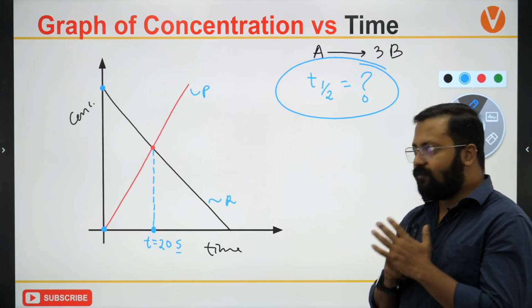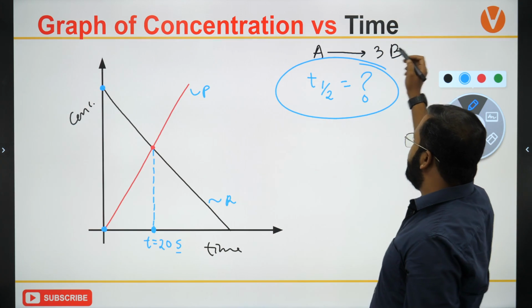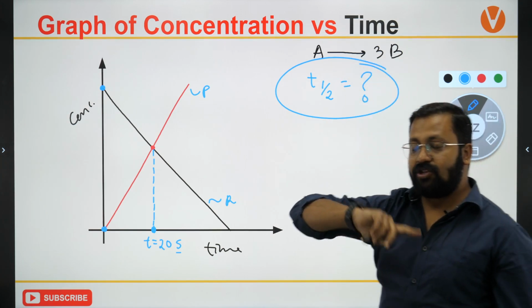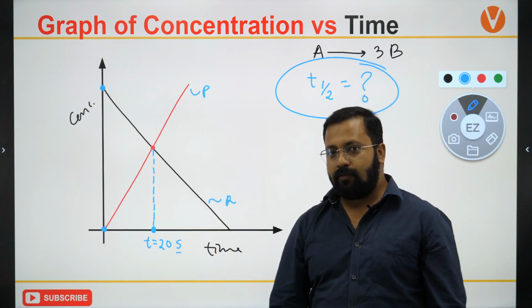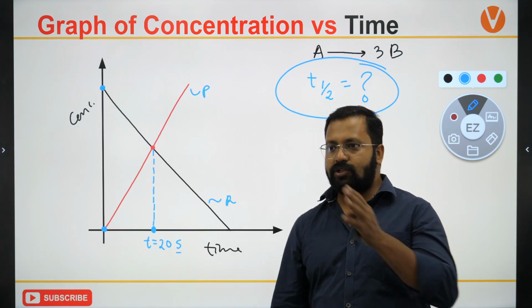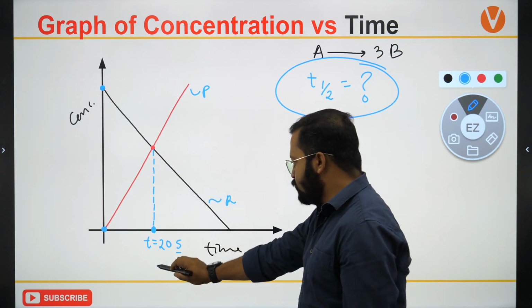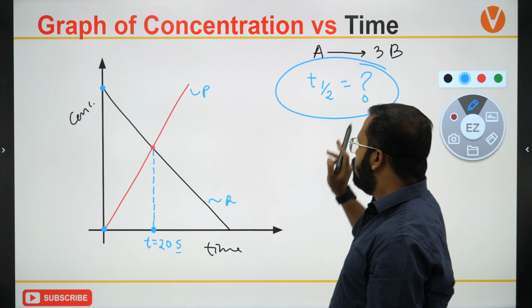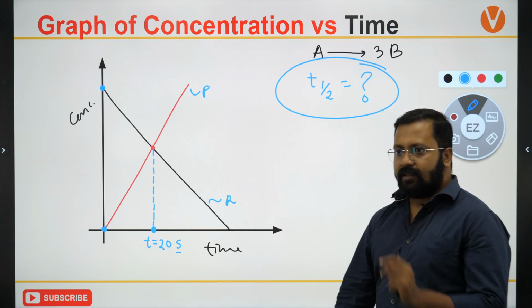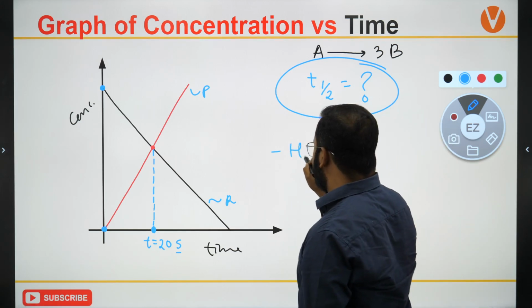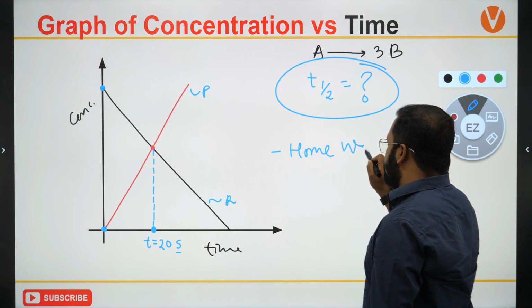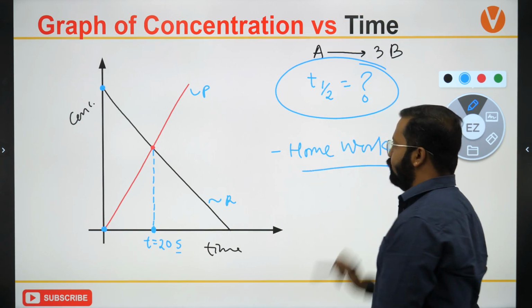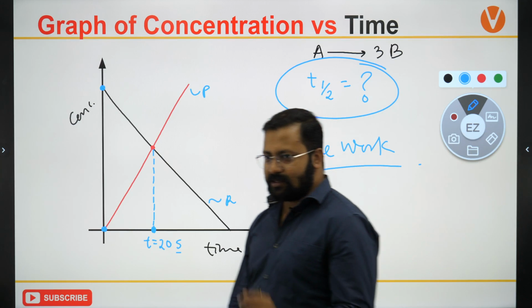Okay, enough for 12th. So the reaction is A changes to 3B. The reaction is not A is equal to B. The reaction is A changes to 3B. The point of intersection is obtained at 20 seconds. You have to calculate what is the T half. This is your homework. We will take this question in the next class.